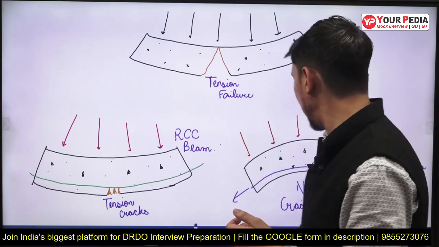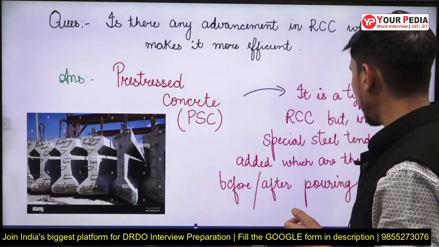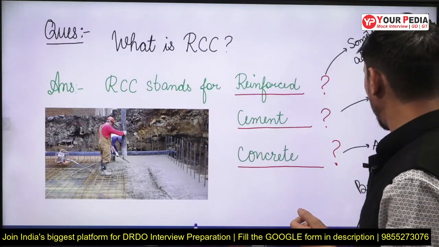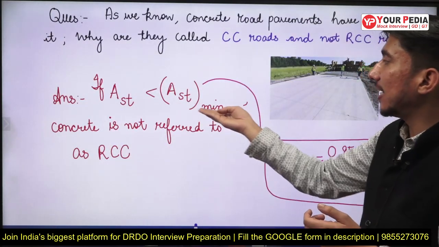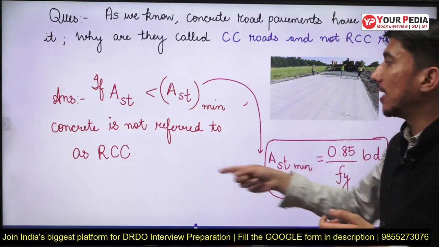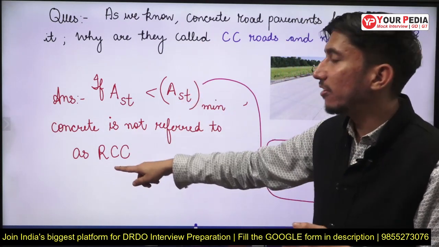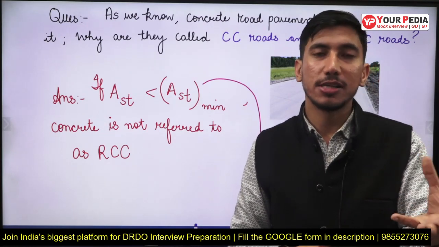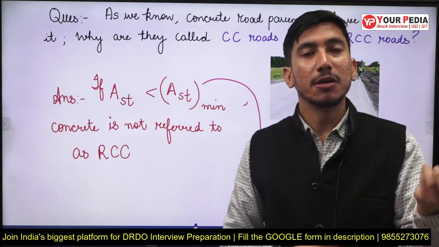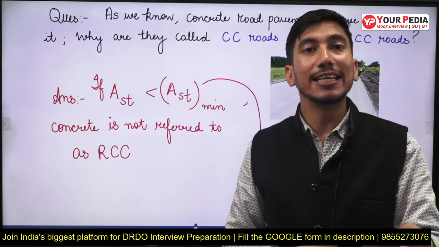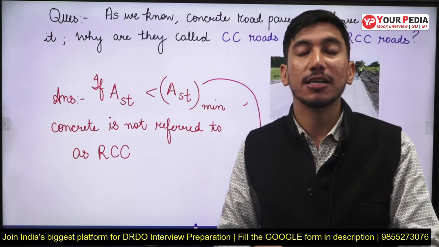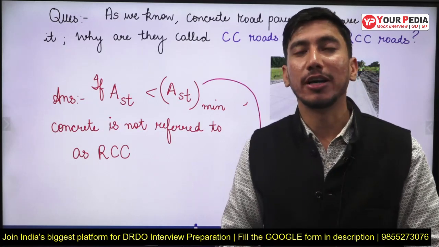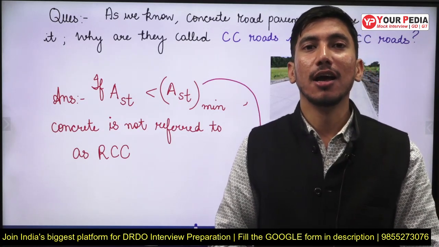So when the area of steel, as you can see, let me show you, is less than the Ast minimum given by this formula, this concrete will not be referred to as RCC, it will still be called cement concrete. So cement concrete can still have steel rebars and still not be called RCC. Now I think that is an interesting take on this particular subject matter.